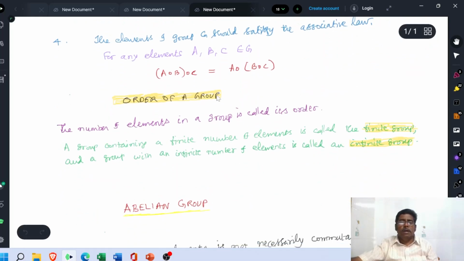Then, the order of a group. The number of elements in a group is called its order. A group containing a finite number of elements is called a finite group, and a group with an infinite number of elements is called an infinite group.